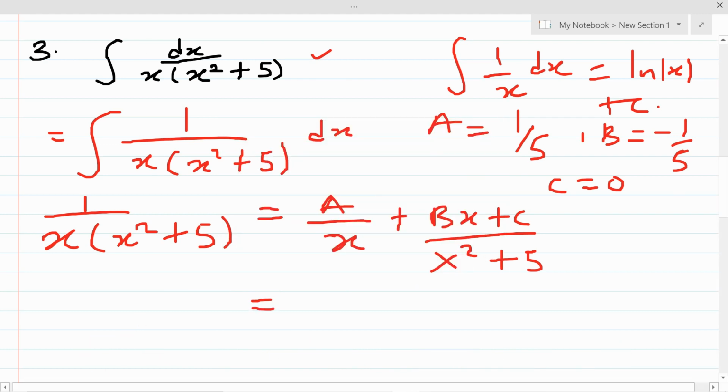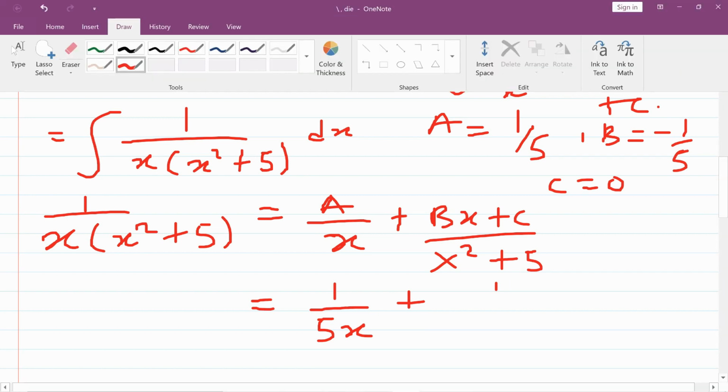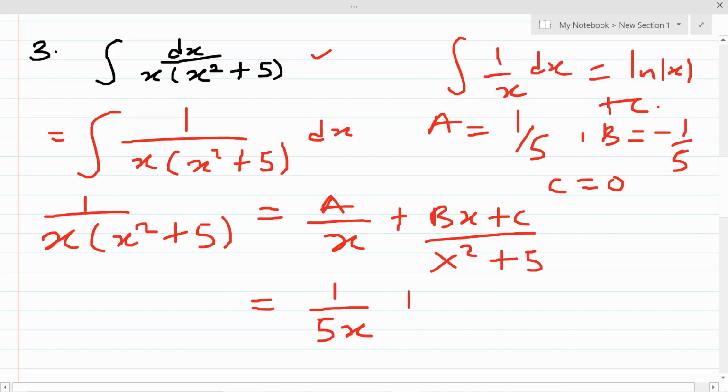So the whole of this will give you a is 1 over 5. Okay, so if I put 1 over 5 at the numerator, we'll definitely get 1 over 5x. This I want you to go and prove. Then plus, the b is negative 1 over 5, right? And our c is 0. So plus, let me write it first. Negative 1 over 5 x plus 0 all over s squared plus 5.